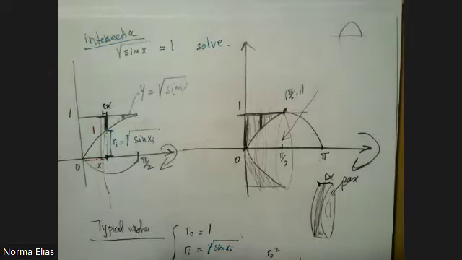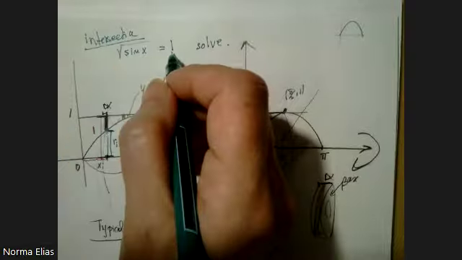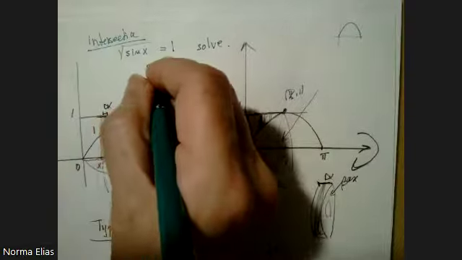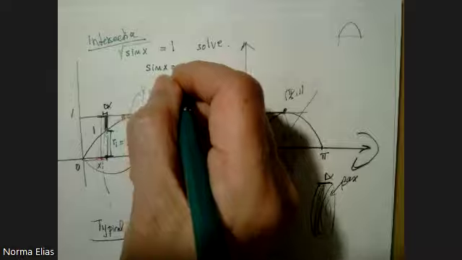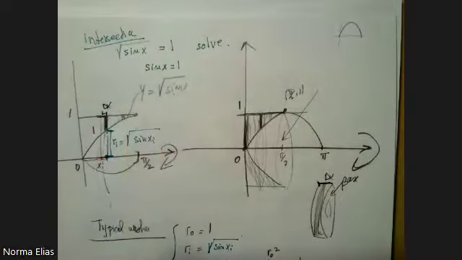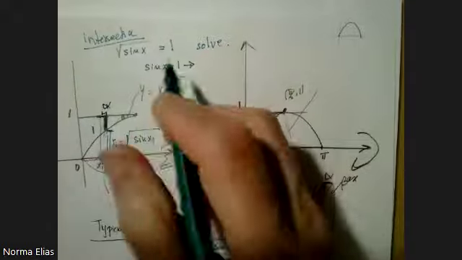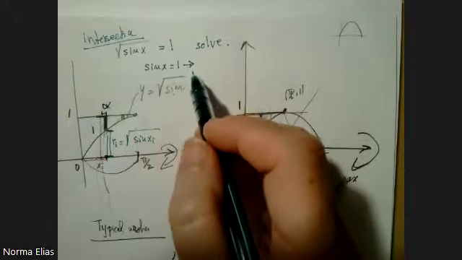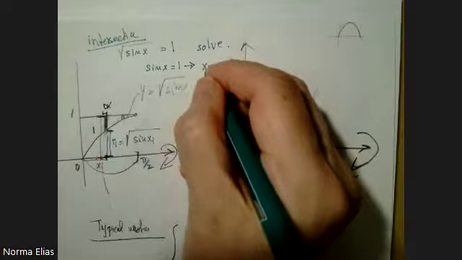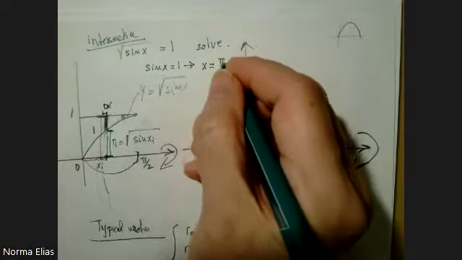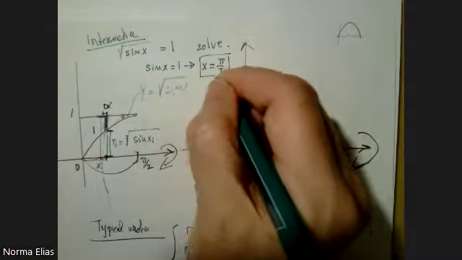It's a good question. Now I need to solve this, so I have to square both sides. It means sine x equals 1. And then what is x? What's the angle whose sine is 1? The angle whose sine is 1 is pi over 2.